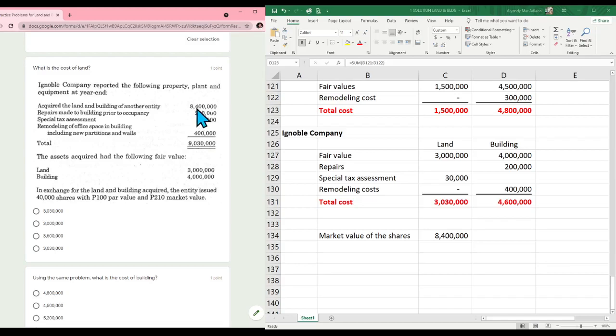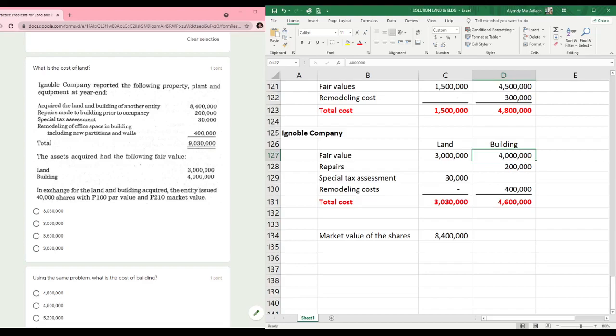Now, where did they get this 8,400,000? As you can see that the shares issued was 40,000, right? And there is a given par value and market value. If you're going to multiply the 40,000 shares multiplied by the market value, it will result to 8,400,000. Therefore, the company did base their measurement based on the market value of the shares, where in fact, it must be at the fair value of the property acquired. Okay? So the correct rule must follow, and so therefore for the land and building, that is 3 million and 4 million respectively. Next, we have repairs made to building prior to occupancy.